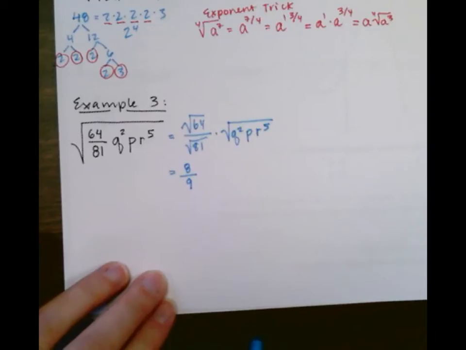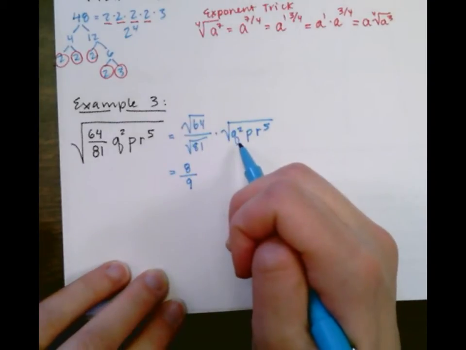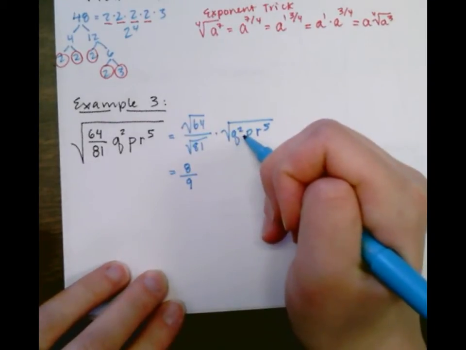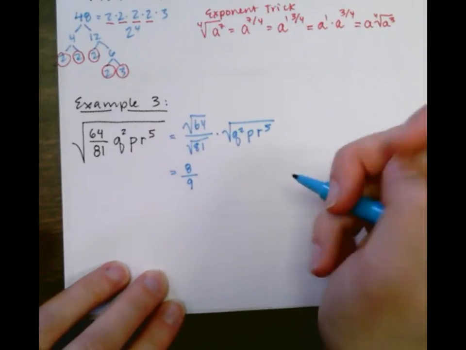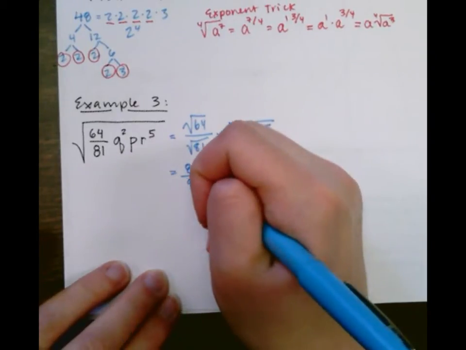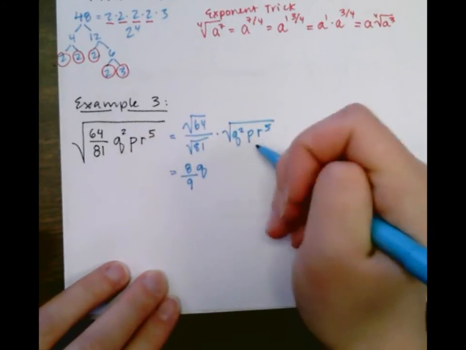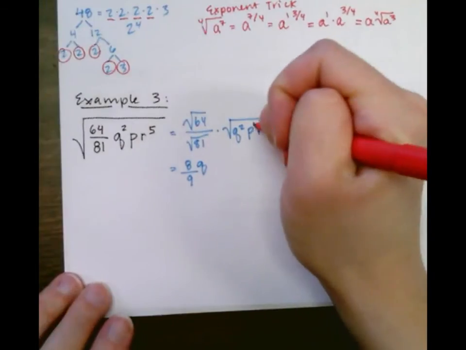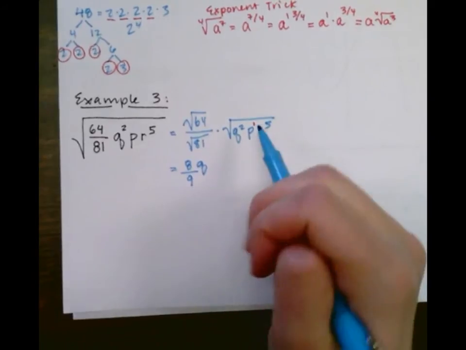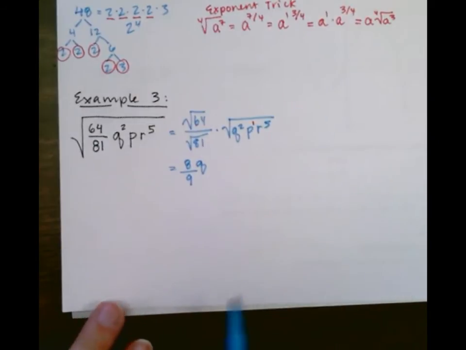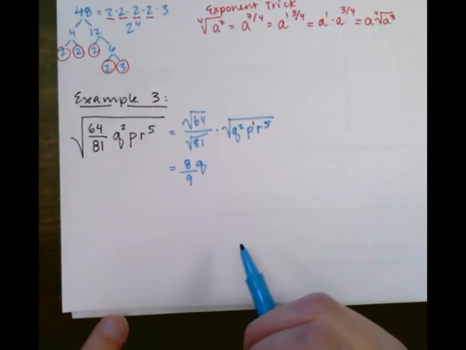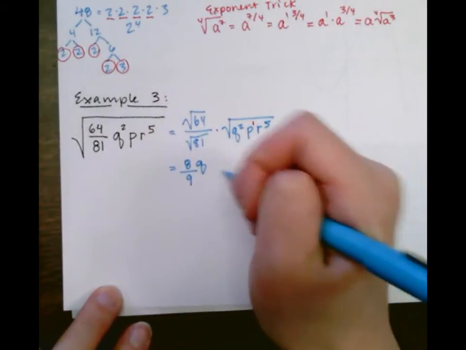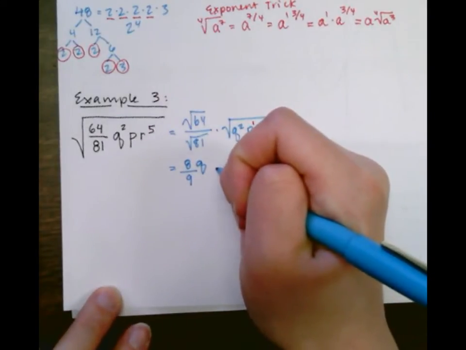And then with my variables, the square root of q squared, well, the square root and the squared are going to cancel, so that q is going to come out of the root. P has an exponent of 1, right? So nothing can come out. There are no p squareds within p to the first power, right? So I know for a fact that p is going to stay inside of the root.